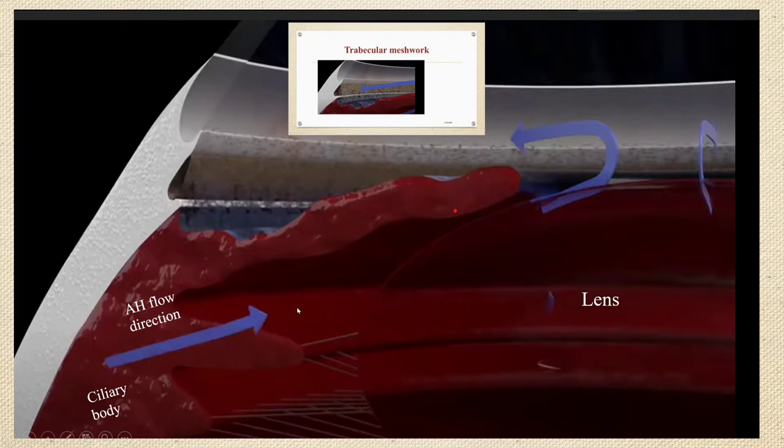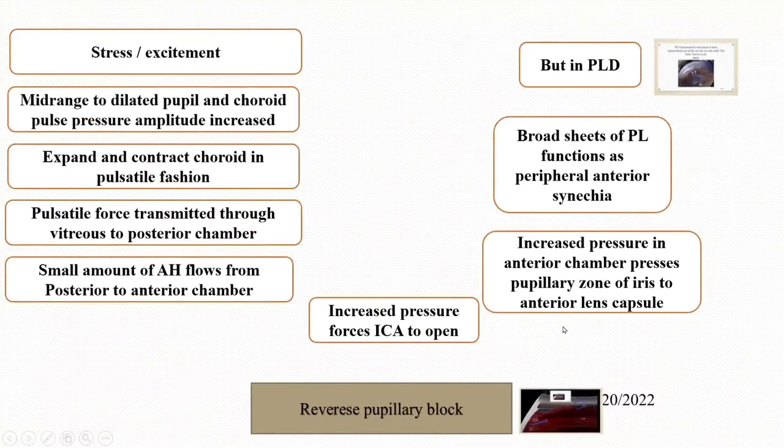So there will be an increase in the pressure in the posterior chamber as well as the anterior chamber. So it will lead to the typical sigmoid shape of the iris. So this is about the reverse pupillary block.